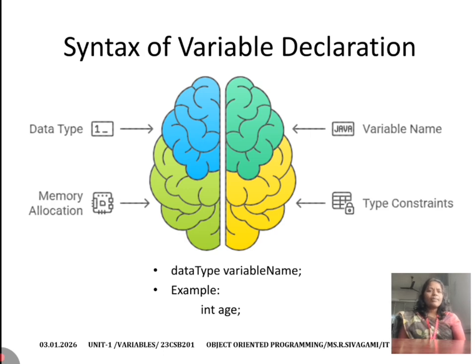For example, int age. Here int is the data type and age is the variable name. Here I am going to store an age as an integer value. Okay, this is the meaning.